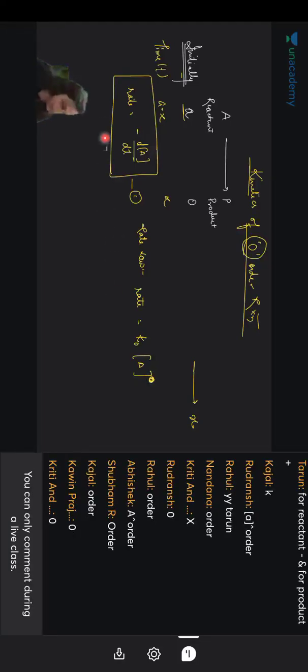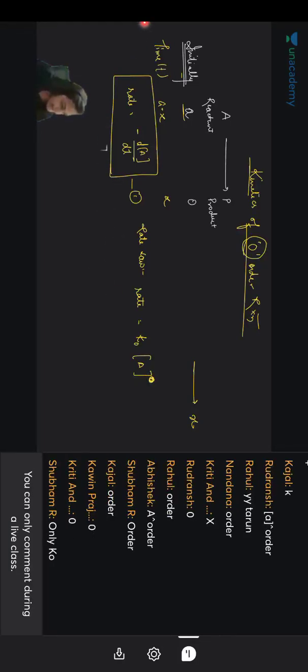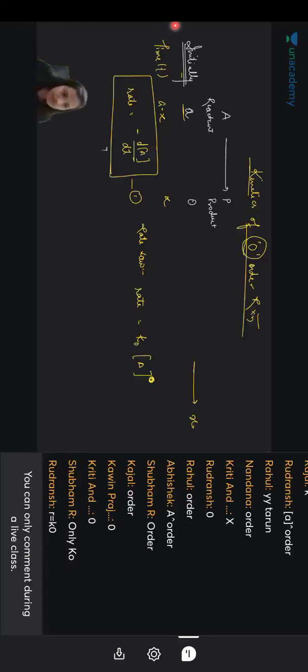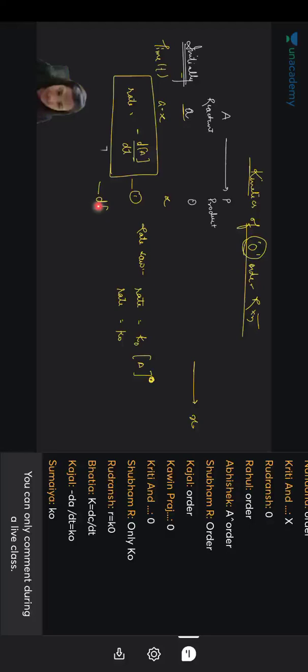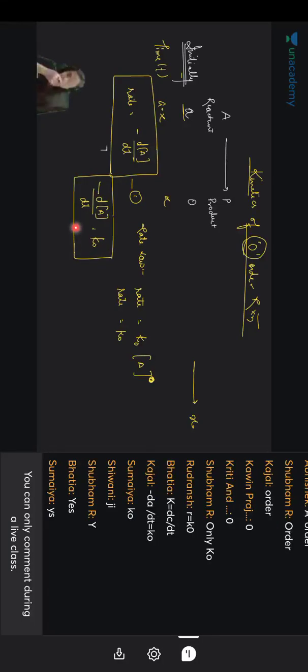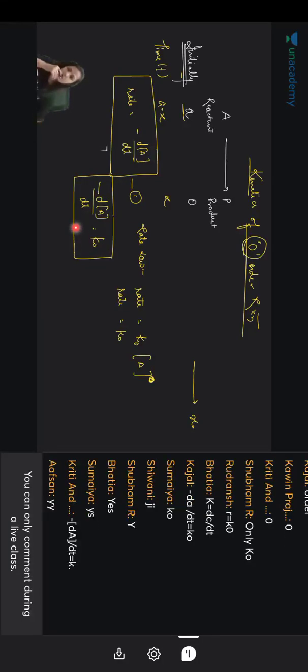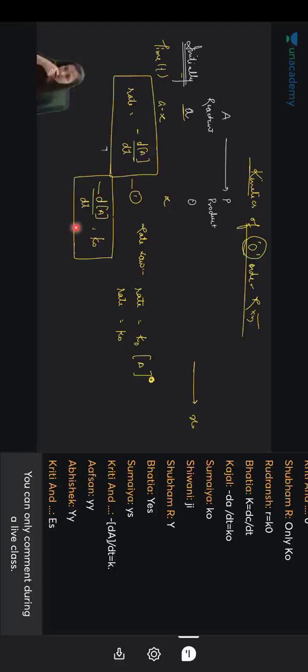So basically from these two equations what I can write, or you can say that rate is equal to k naught, I can write it as minus का dA by dt is equal to k naught. Okay, so I can relate these two, minus का dA by dt is equal to k naught, is this fine?